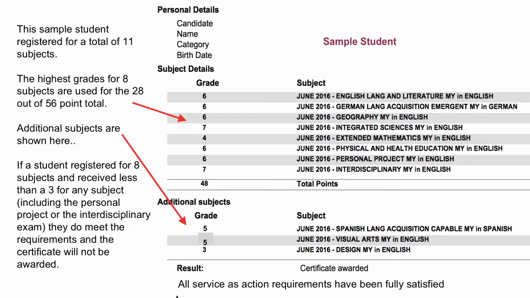So in August, you'll receive a summary of your results. It will look like this. So this is from a sample student, and you can see that this student registered for 11 subjects.